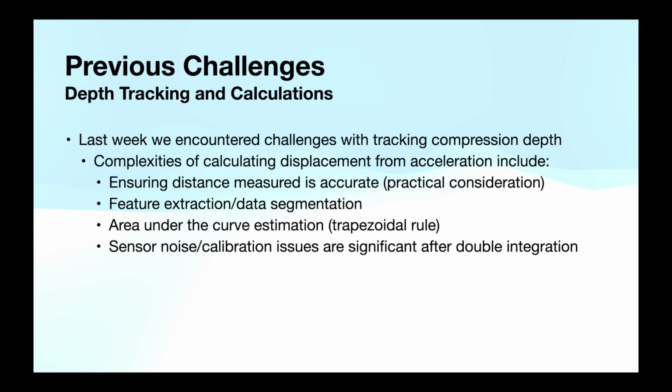In the previous week, we discussed the challenges of accurately tracking compression depth. Some of the factors that increase the complexity of this calculation include the practical limitations of ensuring the compressions you are tracking are actually of the desired depth, finding the correct landmarks on the sensor compression data to perform appropriate data segmentation and feature extraction, and double integration estimation issues such as rounding of the area under the curve and imprecision due to sensor noise or calibration issues.